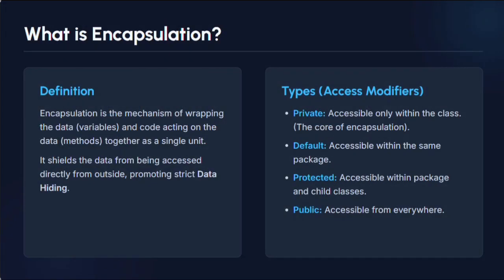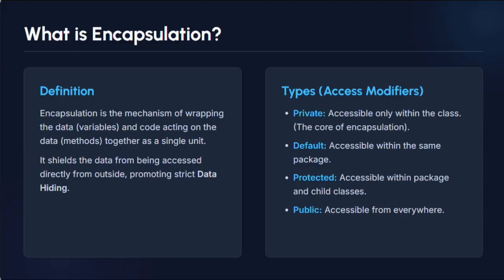Let's start. What is meant by encapsulation? Encapsulation is the mechanism of wrapping data and the code acting on the data together as a unit. Firstly, the data is considered as variables, and the code acting on the data means the methods. It shields the data from being accessed directly from outside, promoting strict data hiding.